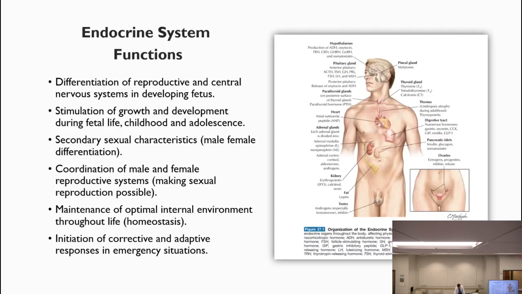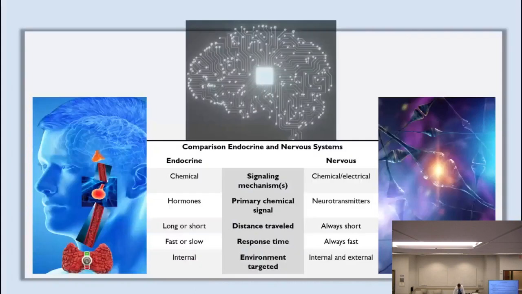Let's compare the actions of the endocrine and nervous system. There you have some aspects. For example, the signaling mechanism: the language of the nervous system is the action potential. There are electrical signals, and then that will lead to the release of a neurotransmitter. So there is a chemical and electrical signaling there. In the case of the endocrine system, there is only chemical signaling, chemical messengers.